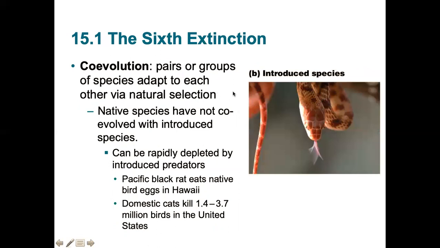I keep saying coevolution. Coevolution is when pairs or groups of species adapt to each other via natural selection. So species that have not co-evolved with those introduced species, that's going to cause lots of problems. If you drop in an introduced species, you can completely wipe out other populations.